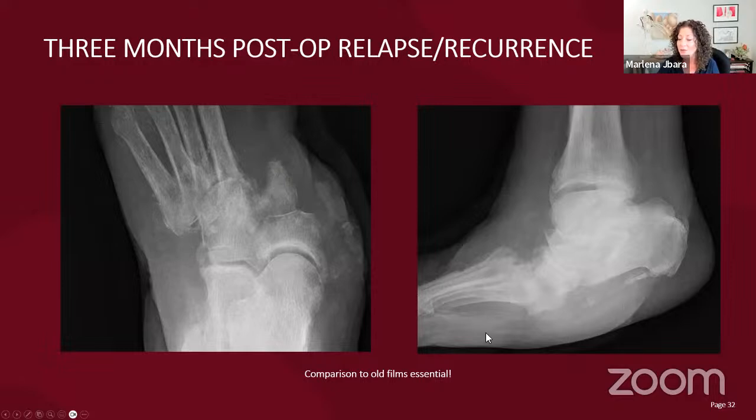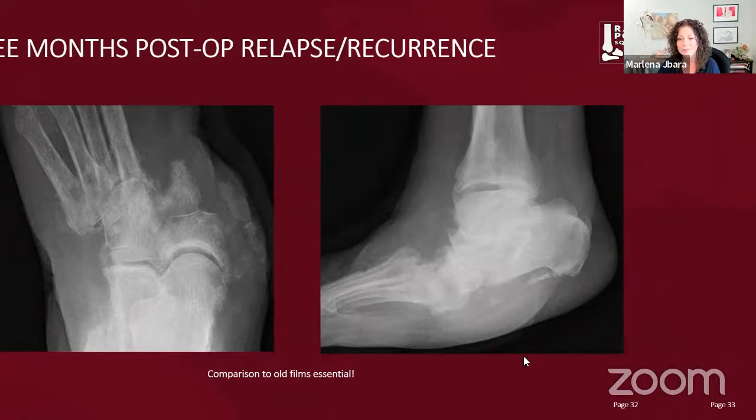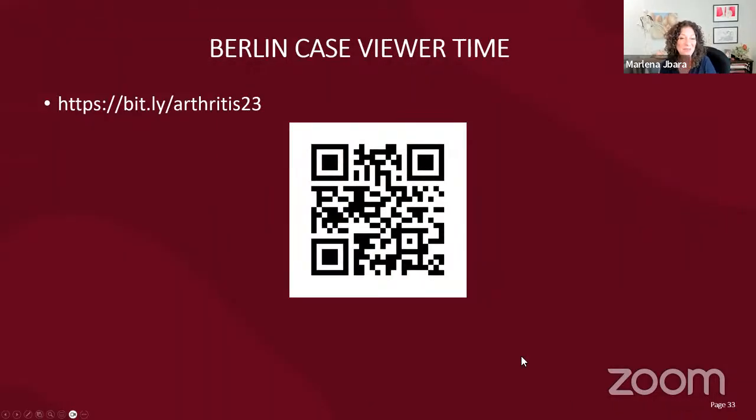Of course, the neuropathic reversal of the soft tissues in this patient who's collapsing at the midfoot. And that got me to Berlin case viewer time.